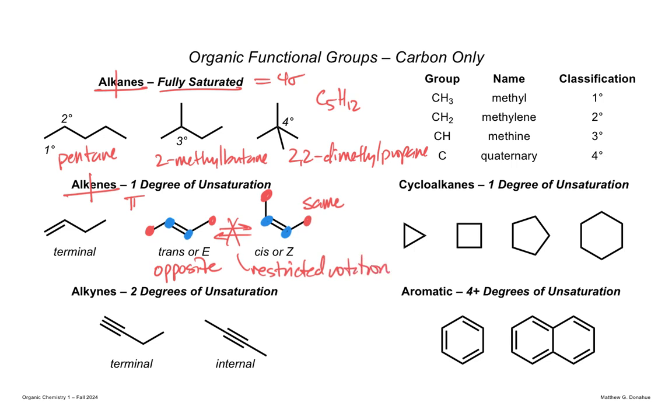Then the last hydrocarbon functional group, alkynes, YNE, that's 2 degrees of unsaturation. So 2 sigma plus 2 pi. So that's why it has 3 lines between it. These can be terminal, where the CC triple bond is at the end, or internal, where it's inside the carbon chain.